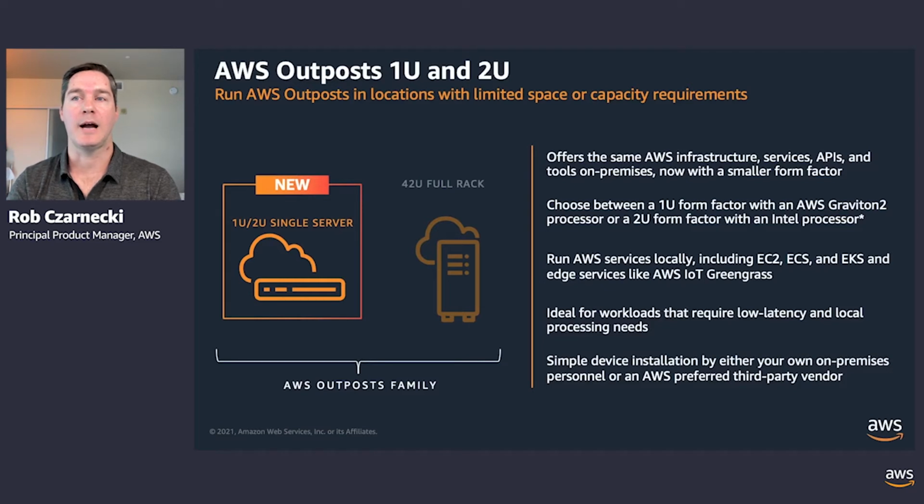So we believe these rack-mountable 1U or 2U Outpost servers can be installed in a location, perhaps next to existing gear that customers have, and allow them to natively run AWS compute and container services locally, which really provides a powerful advantage. We're excited to be building these and make them available.